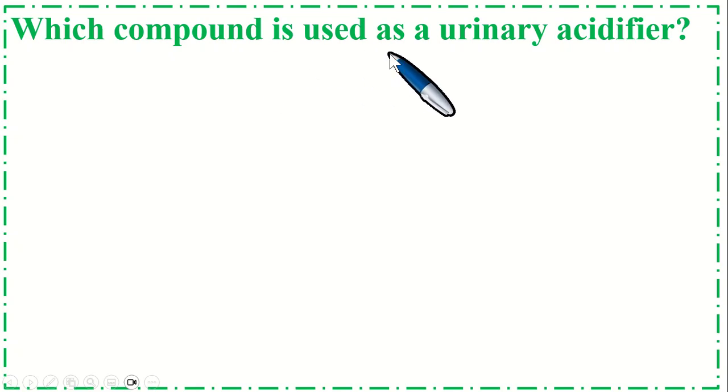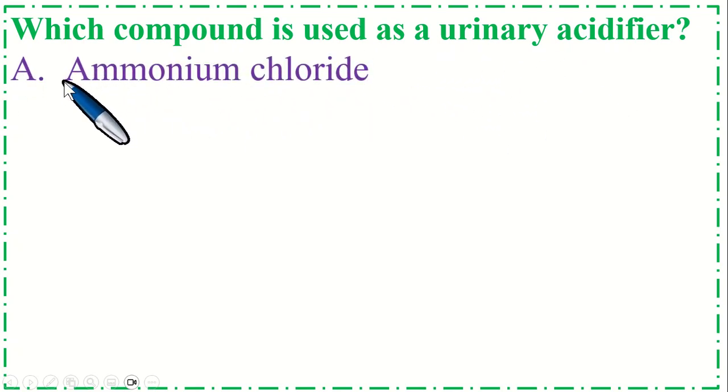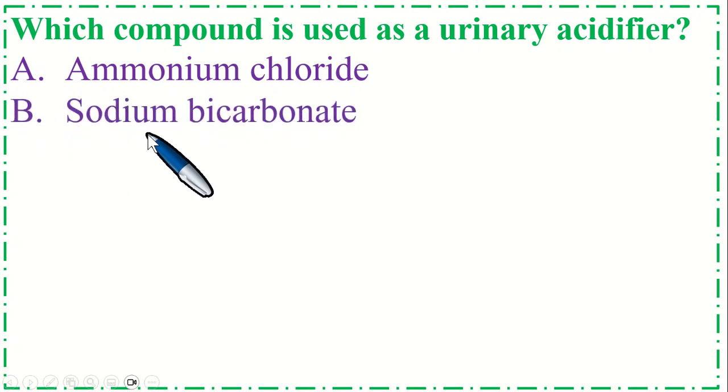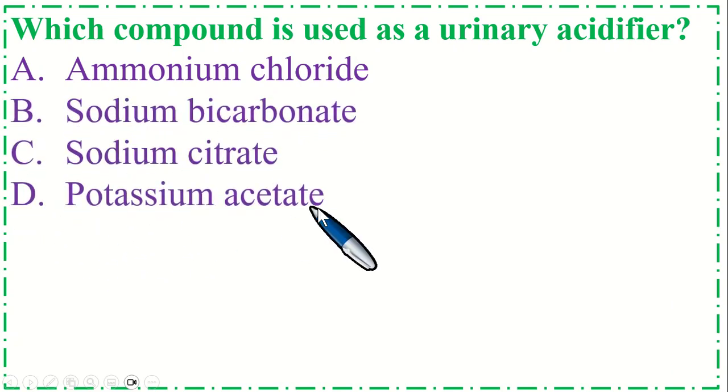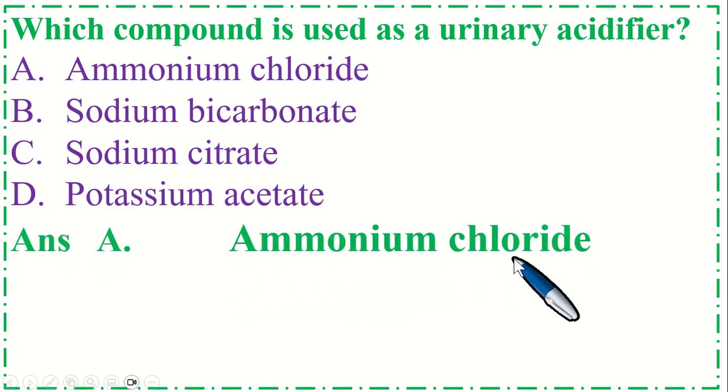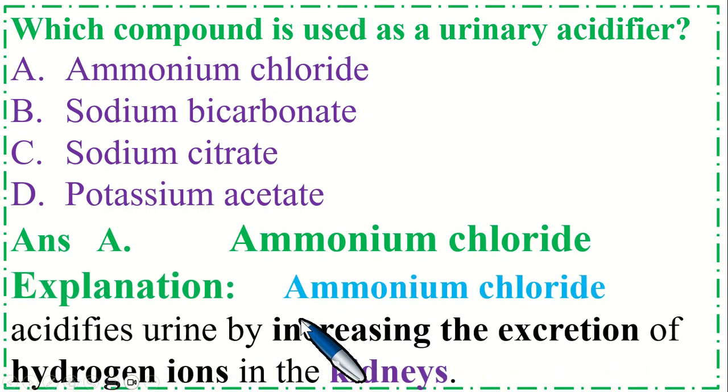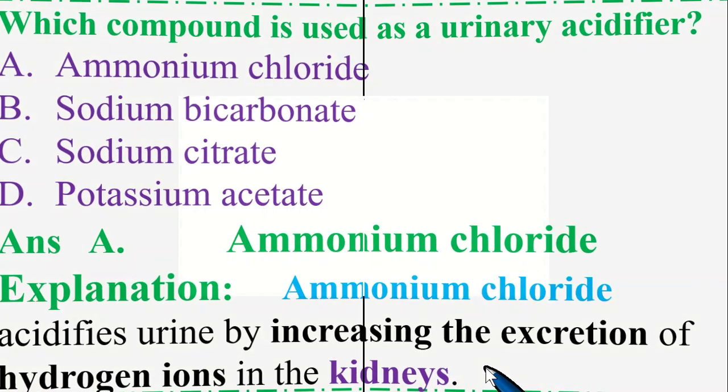Which compound is used as a urinary acidifier? Option A, ammonium chloride, B, sodium bicarbonate, C, sodium citrate, and option D, potassium acetate. So the correct option is A, ammonium chloride. Ammonium chloride acidifies urine by increasing the excretion of hydrogen ions in the kidney.